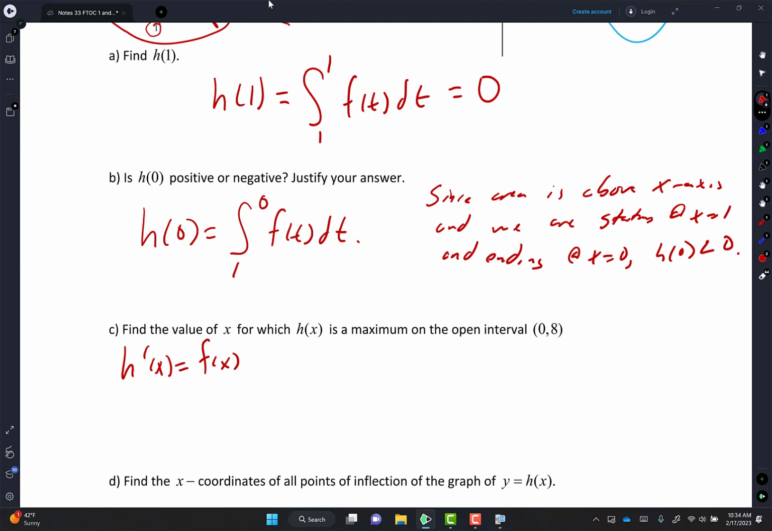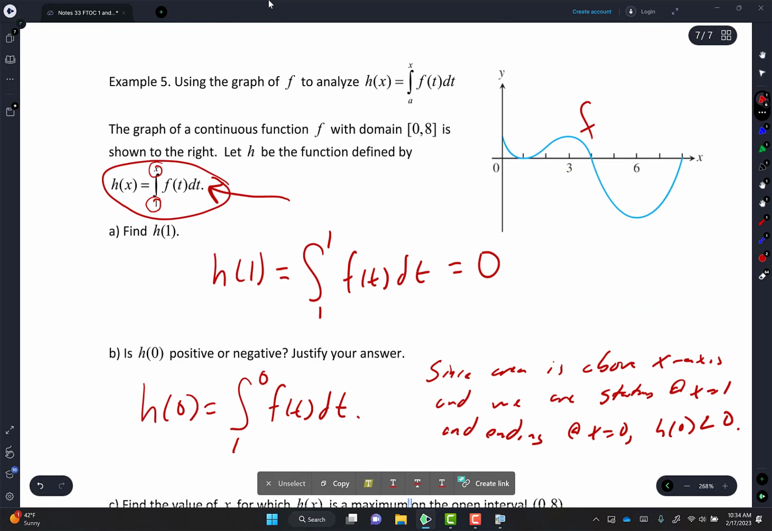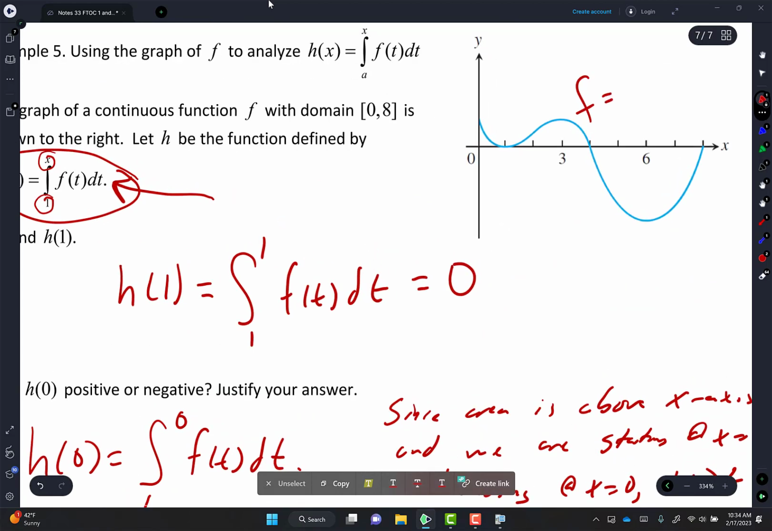That's FTOC. So that means this graph, instead of f, I'm going to put h prime. So I have a maximum whenever the derivative goes from what to what? Positive to negative. So you don't even look at the endpoints, just look at the interval. Where do I go from positive to negative on that graph? At 4. Do you guys see that? At 4 right here, look. Positive, negative. So here's how you're going to write it for full credit, guys.